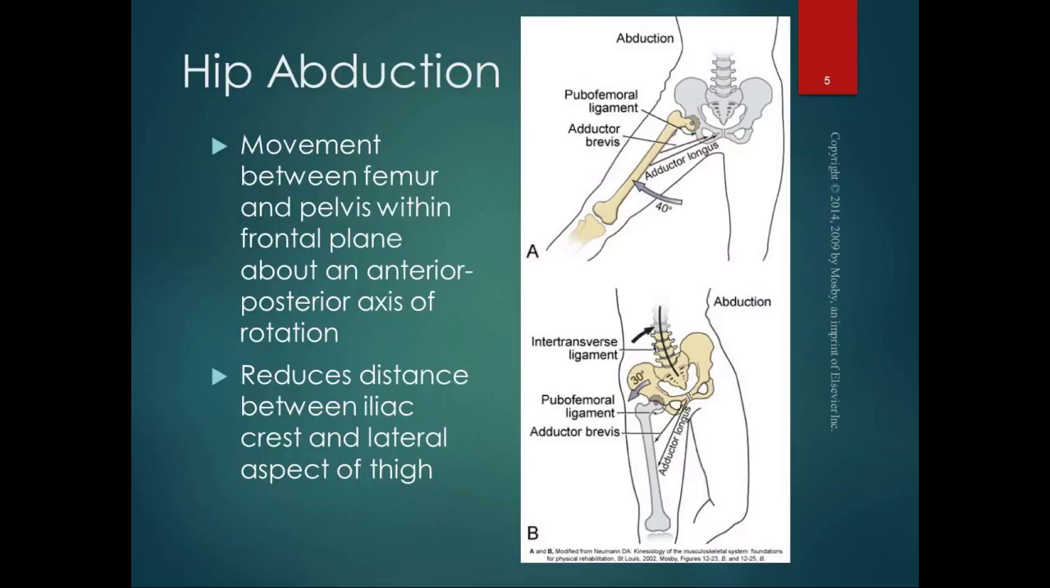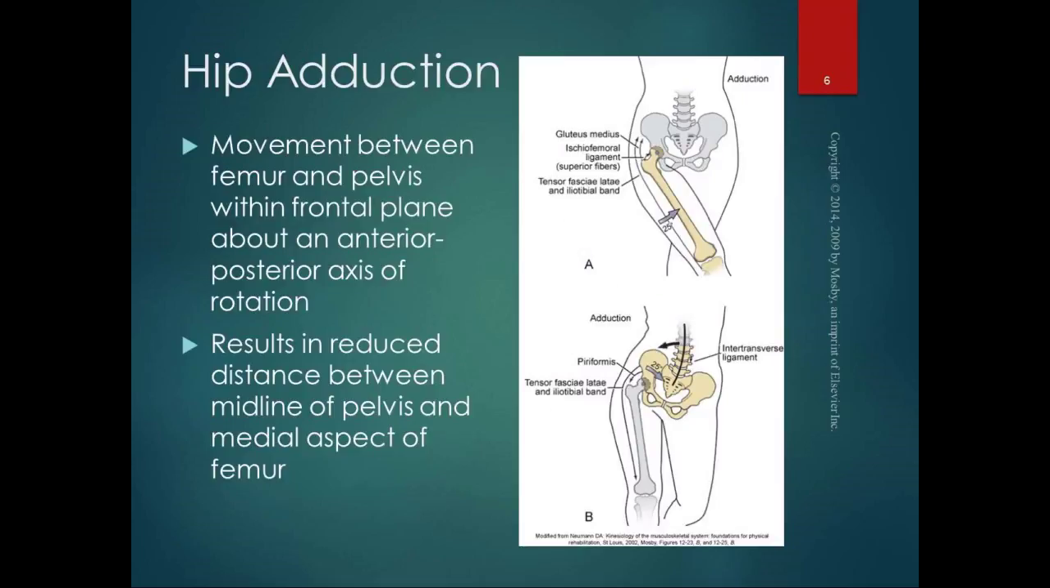So hip abduction reduces the distance between the iliac crest and the lateral aspect of the thigh. If you want to think about muscles that do hip abduction, it reduces the distance between the iliac crest and the greater trochanter, which is on the lateral aspect of the femur. So open chain hip abduction is that top picture. The femur goes out to the side. Closed chain hip abduction, we're reducing the distance between the iliac crest and the lateral aspect of the thigh, so it results in an ipsilateral side bend, if you want to think of it that way.